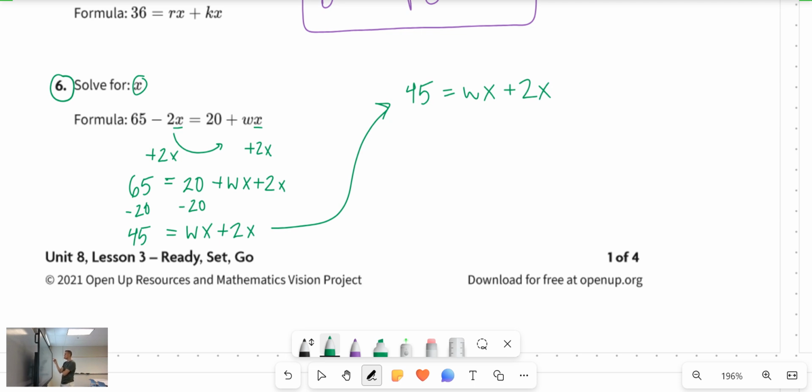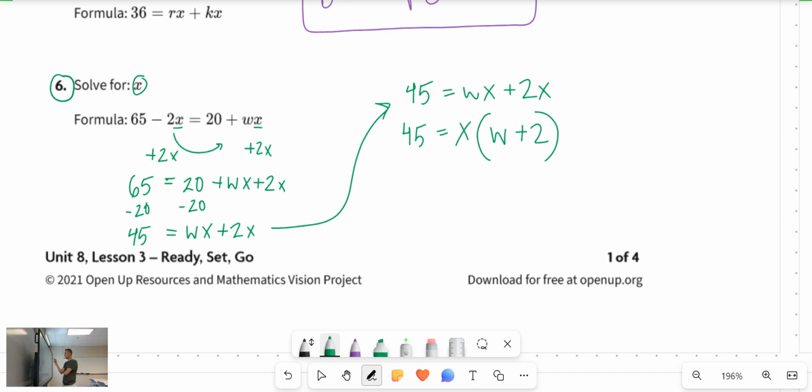Now what are we dealing with? We have x's in both of these, which means we need the x's to be left together. So actually, what if we pull the x out? Let's factor this right side. These have a common factor of x, so let's rewrite this. 45 equals, and we're going to pull the x out, x times w plus 2. This is factored form now. If we were to expand this, we'd say x times w is wx, and x times 2 is 2x. So this is where we are now.